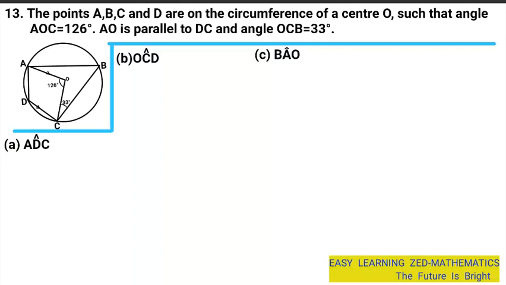Okay, question number 13: the points A, B, C, and D are on the circumference of a circle with center O, such that angle AOC is equal to 126 degrees, AO is parallel to DC, and angle OCB is equal to 33 degrees. Then they're asking us to find A, angle ADC, B, angle OCD, and C, angle BAO.